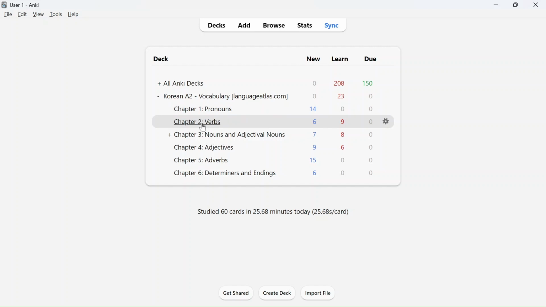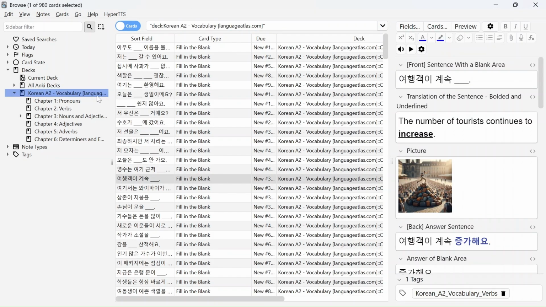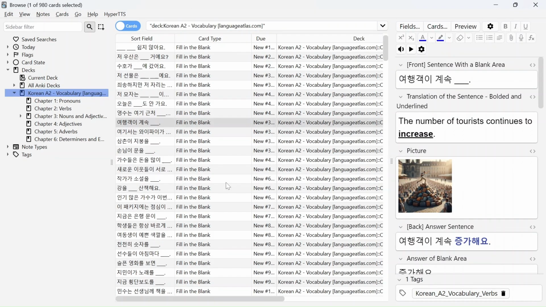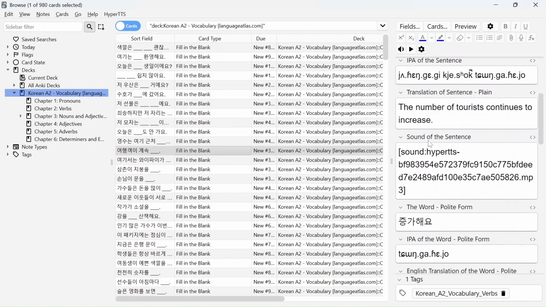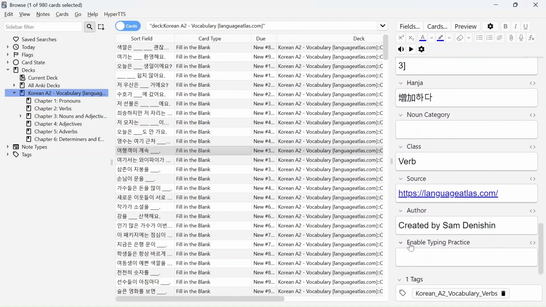Now for those that want to practice their spelling, there's an optional typing exercise. This is disabled by default, but I will show you how to enable it. So over here, we go to Browse, and then we click on the Korean A2 Vocabulary Anki deck. You can click on any card, it doesn't matter which one. So I clicked on this one. And if you go down, you can see that there's an enable typing practice field.